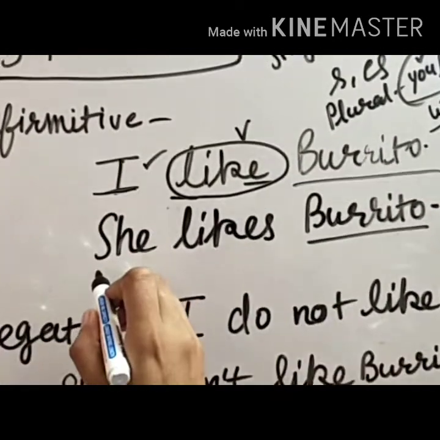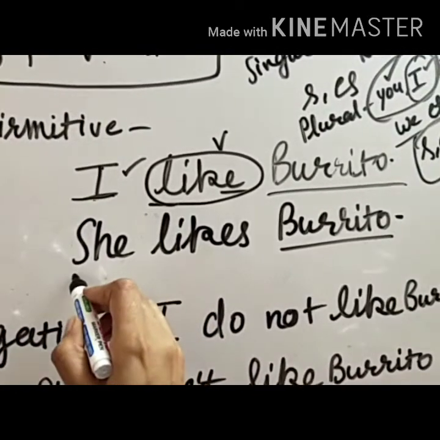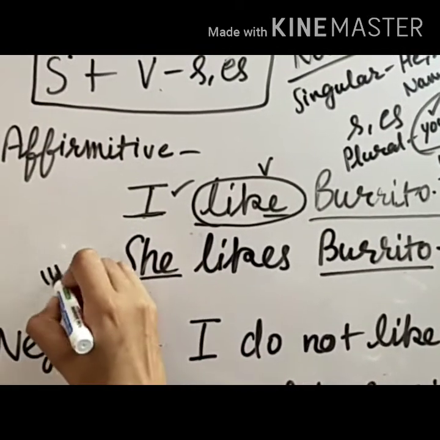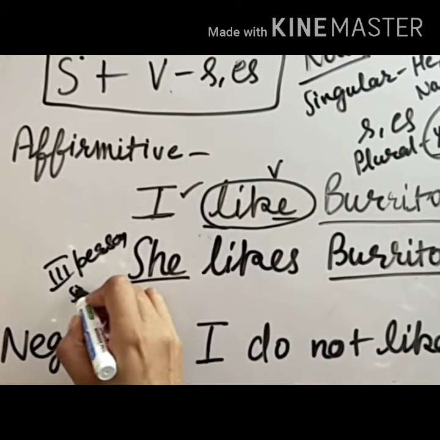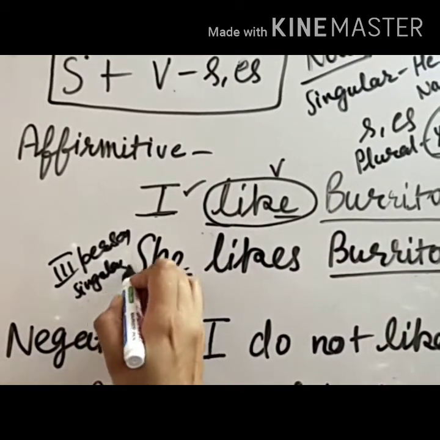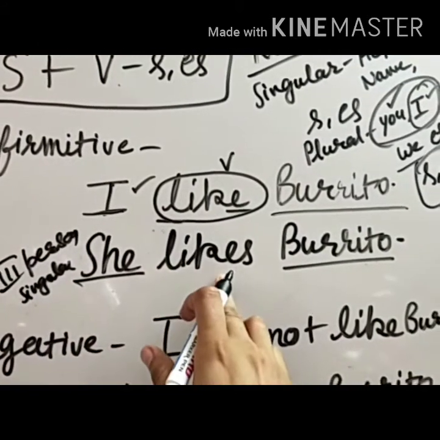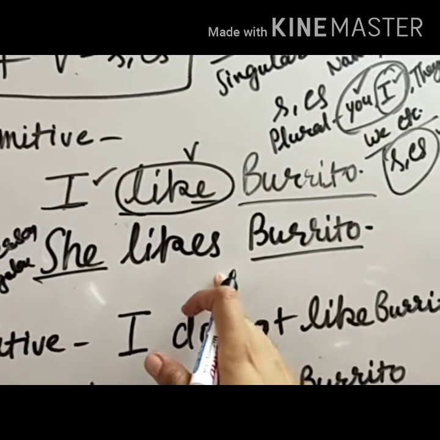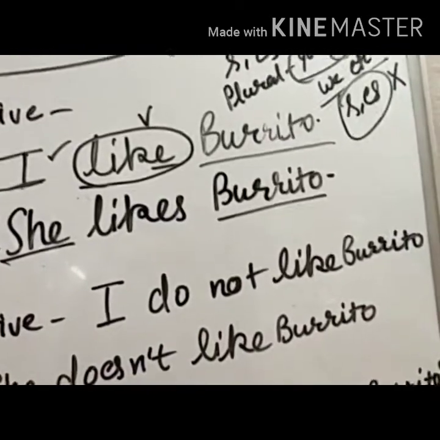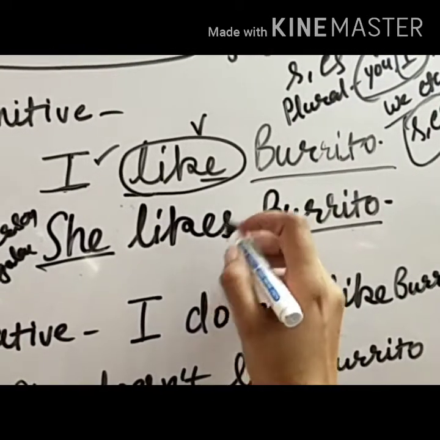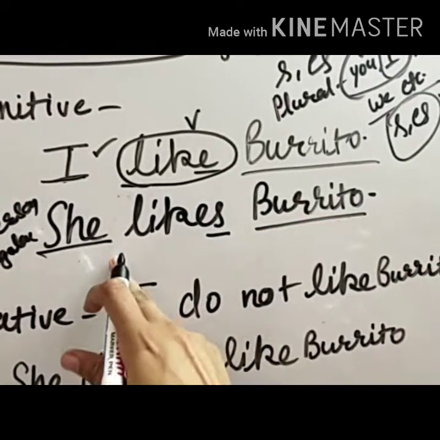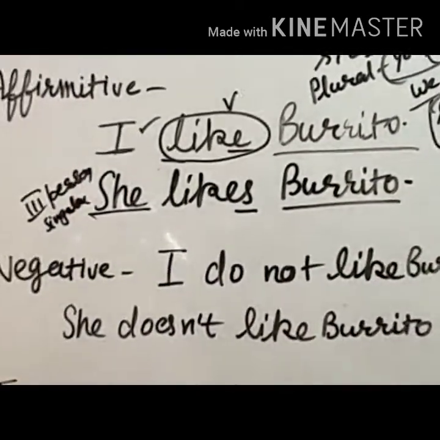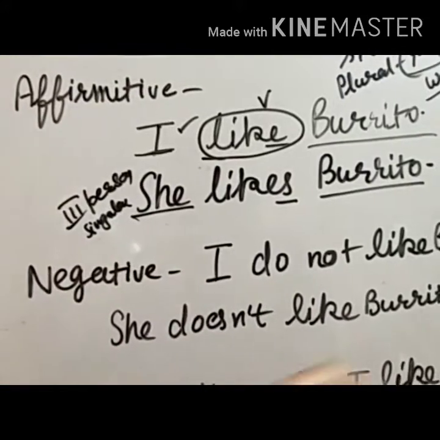In the next sentence, she likes burrito. She is third person and it's singular. So we will apply S and ES with the verb. Here E is already there, so we will apply S. She likes burrito.